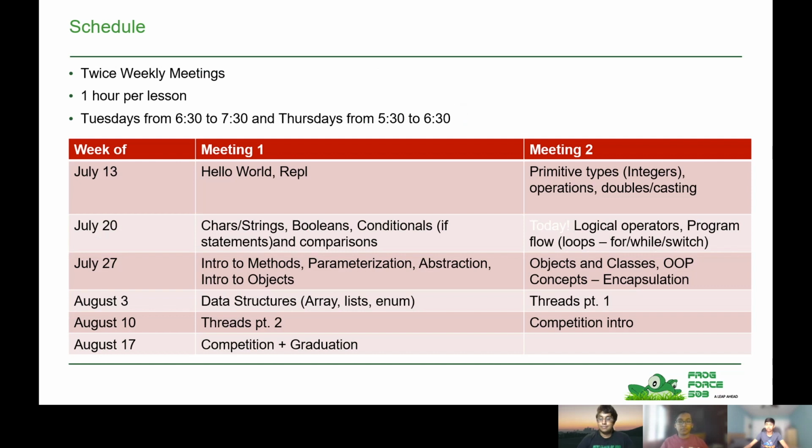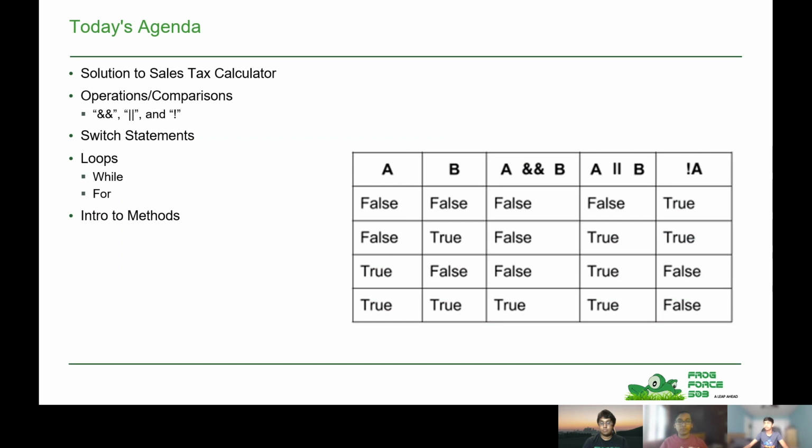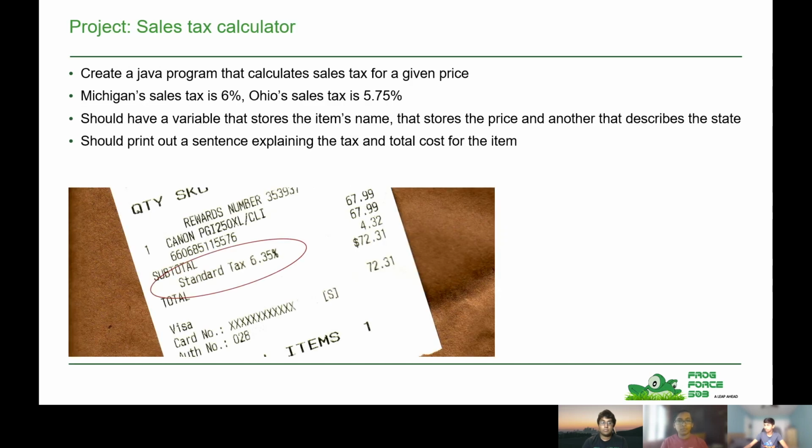And so here's the schedule as normal. Today we're going to be doing logical operators, program flows, and loops. Sai is going to go over the sales tax calculator. Then after that, Animesh is going to go over the operations and comparisons and the switch statements. And then I'm going to go into loops. And we're not going to be doing intro to methods. And Sai, if you'd like to take control.